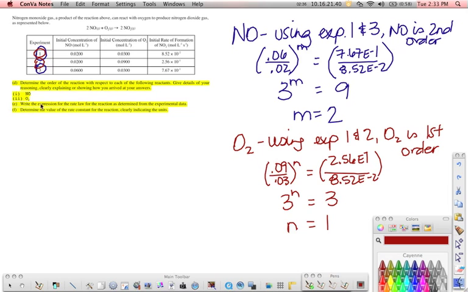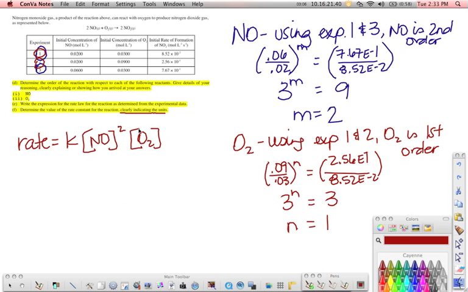And then E says write the expression for the rate law. So rate equals k times NO raised to the second power times O2 raised to the first power. So we don't have to write anything. And then F asks us to determine the value of the rate constant. So pick any of these reactions, plug them in here, and calculate for k. Big thing is, on k, they always want you to indicate your units, so you need to make sure to keep track of the units.